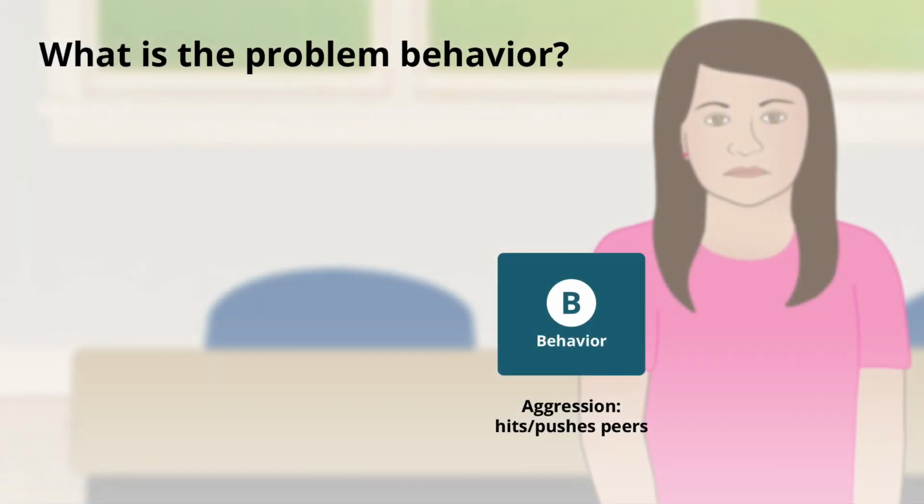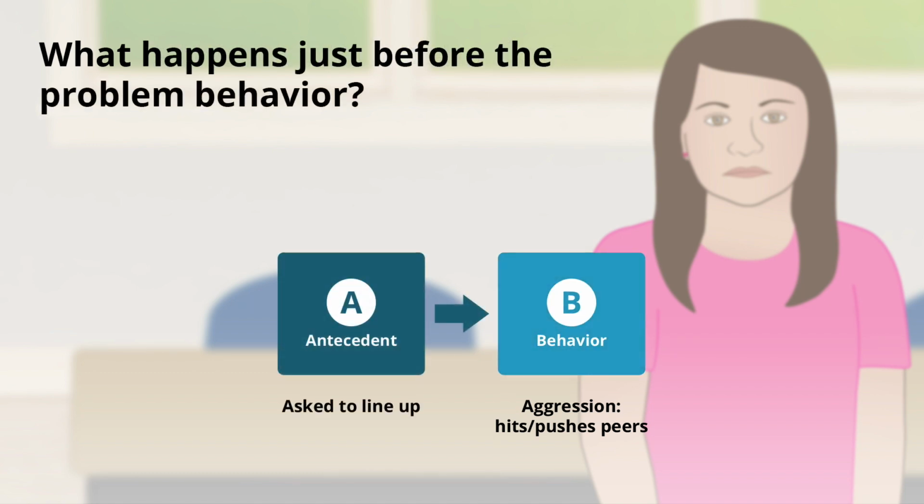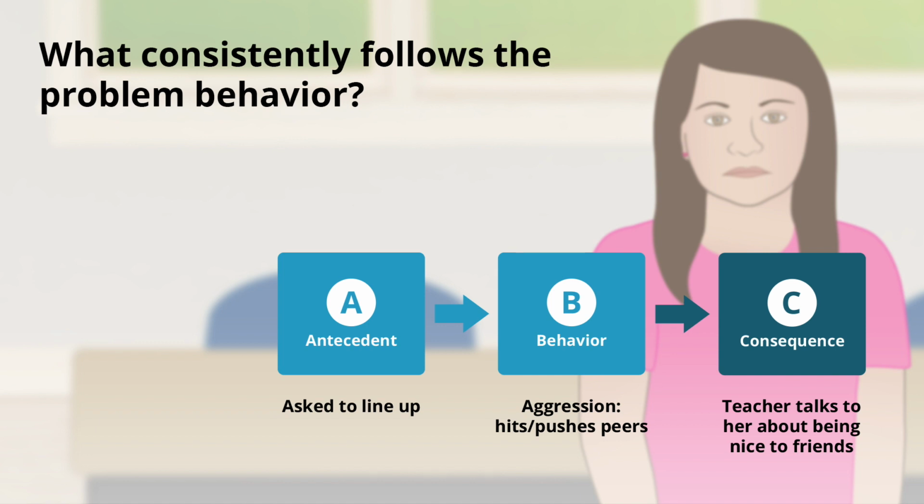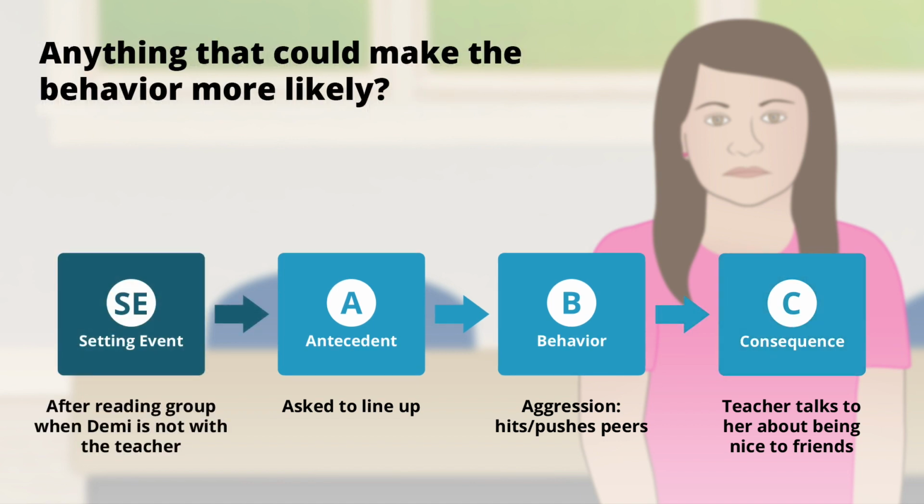An easy way to take apart or build summary statements is to follow this order. What is the problem behavior? What is the immediate antecedent? That is, what happens just before the problem behavior? What consistently follows the problem behavior? What is the consequence? And what, if any, setting event makes the behavior more likely? Let's look at other examples of summary statements and practice identifying the different components.